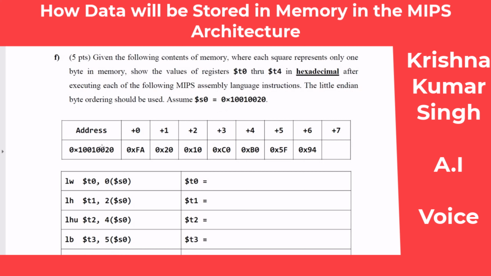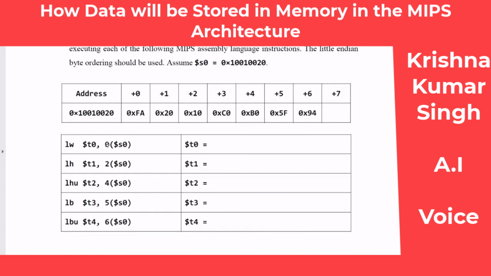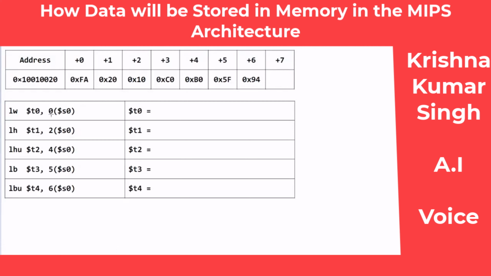Assume that $s0 is initialized with this address, 10,120 in the hexadecimal format, and this is the content of the memory with this address. The first word in hexadecimal is 2010, C005F94 in the hexadecimal format. Now in the first instruction, we have a load word from this address. We will read 1 word and store it in the $t0. Let me write it here.